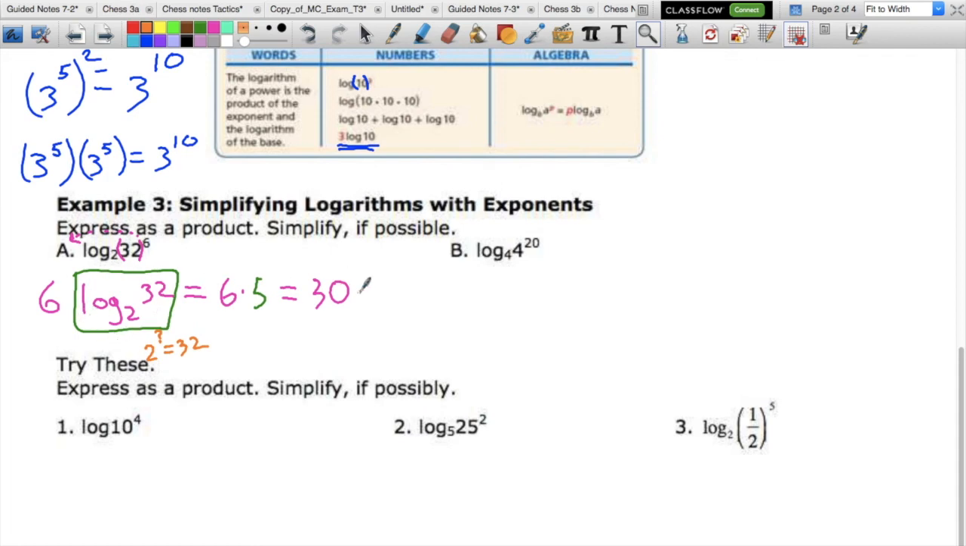Okay, good morning, Daniel. Look here now. We got this one. We can bring this 20 out here, and we can call this 20 times the log base 4 of 4.